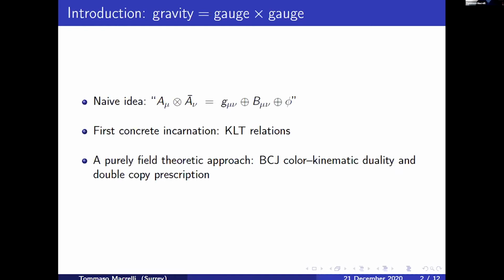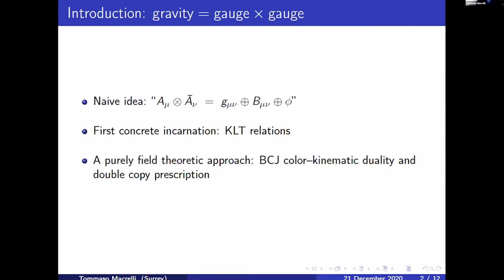Aside from the identification of the physical fields, this picture says very little, and it's very unclear. For example, where does the diffeomorphism invariance on the n equals 0 supergravity side come from? The first concrete incarnation of this idea comes from string theory. In particular, it was obtained in the dualities between string theory scattering amplitudes, between open and closed string theory amplitudes.